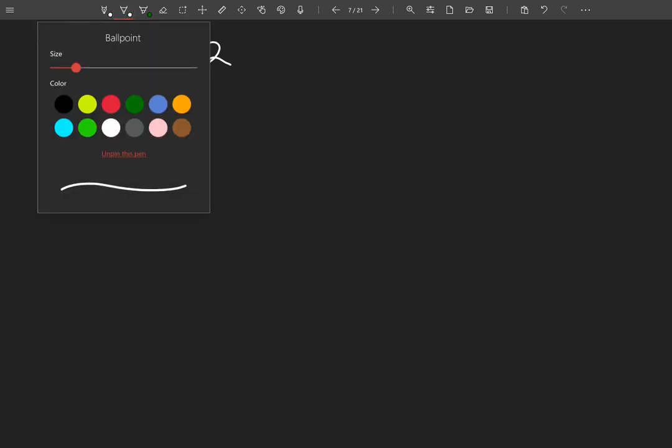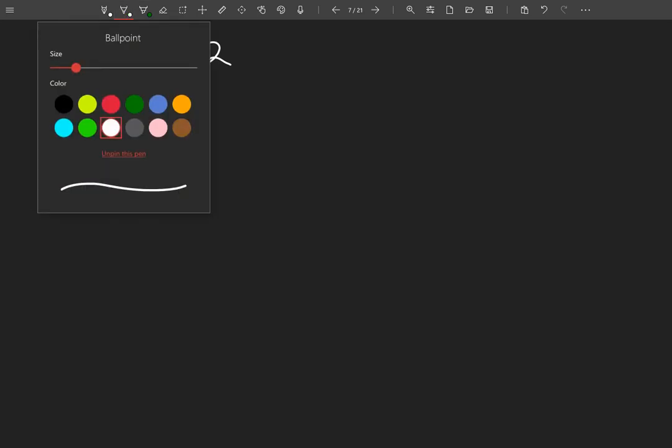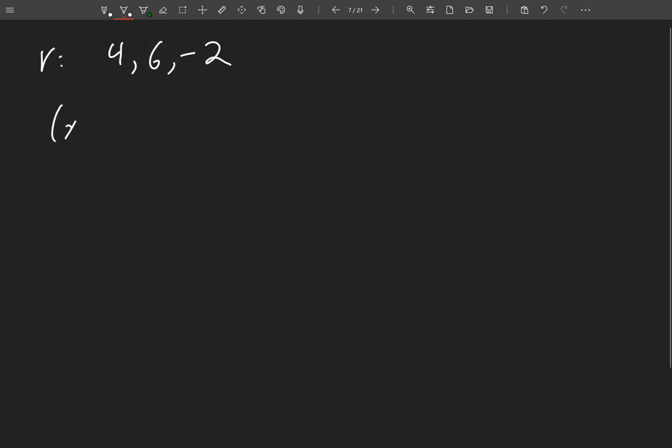Okay, here we go. So I know that if I have a root of 4, I have a factor of x minus 4. A root of 6 gives me x minus 6, and a root of negative 2 gives me x plus 2.